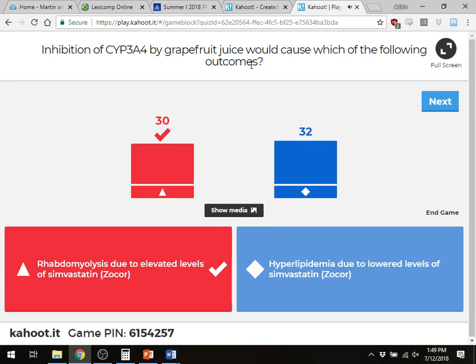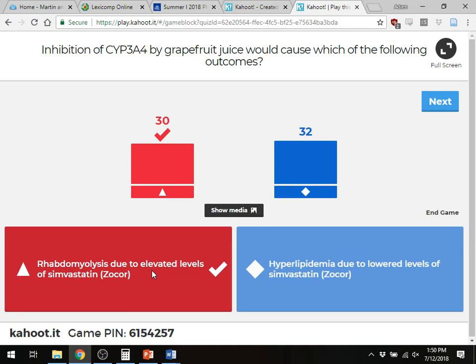Okay. So let's look at this step by step. So imagine simvastatin is a substrate of CYP3A4, which means it is metabolized by CYP3A4. Okay. So if I were to inhibit the activities of CYP3A4, what does that do to metabolism of simvastatin? It would decrease it. So what does that do to levels of simvastatin in the body? It would increase it, right? So in this case, I would see elevated levels. It doesn't really matter if you know anything about rhabdomyolysis or hyperlipidemia. You're looking at the levels of the drug itself. So in this case, you'd find elevated levels of simvastatin.